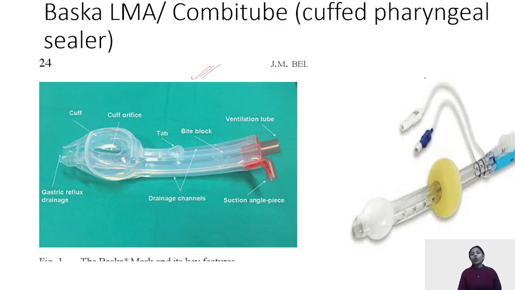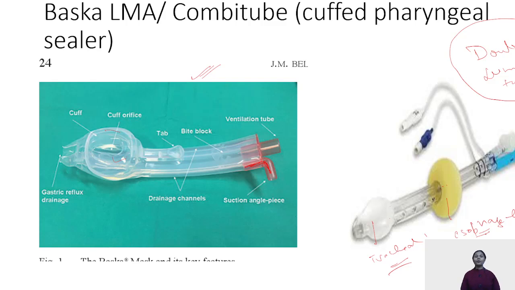Now talking about the combi tube. This is how the combi tube looks like, and you have to differentiate the combi tube from your double lumen tube. Please don't mix double lumen tubes and your combi tubes, because in combi tubes you have two cuffs. One is the esophageal cuff, this one, and the other is your tracheal cuff. This is your combi tube, whereas in the double lumen tubes you had a bronchial cuff and a tracheal cuff, in which the bronchial cuff was blue in color. So here you have an esophageal cuff and a tracheal cuff, and this forms your combi tube.